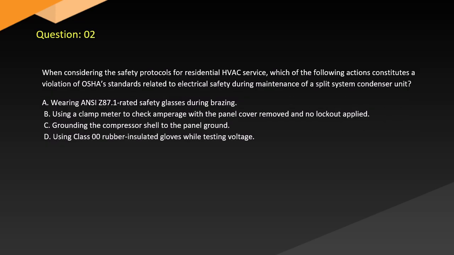Question 2. When considering the safety protocols for residential HVAC service, which of the following actions constitutes a violation of OSHA's standards related to electrical safety during maintenance of a split system condenser unit? A. Wearing ANSI Z87.1 rated safety glasses during brazing. B. Using a clamp meter to check amperage with the panel cover removed and no lockout applied. C. Grounding the compressor shell to the panel ground. D. Using Class 0 rubber insulated gloves while testing voltage.